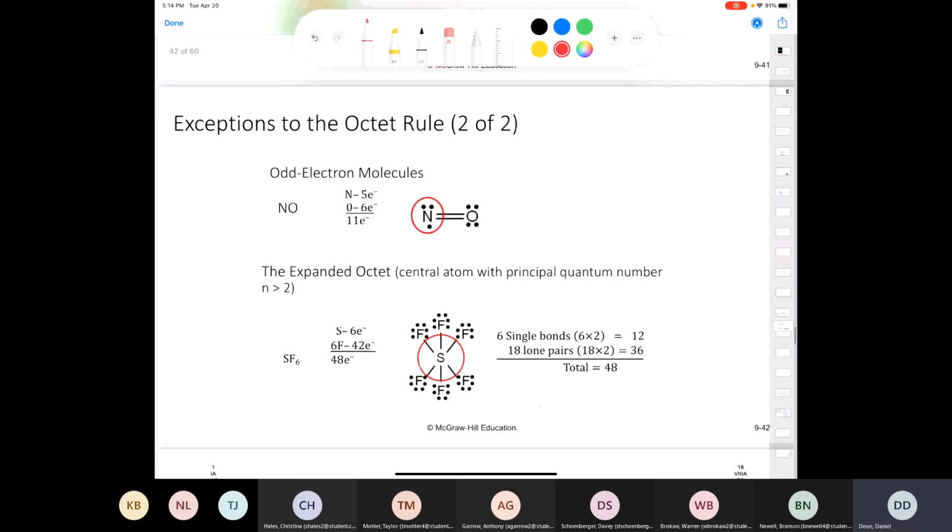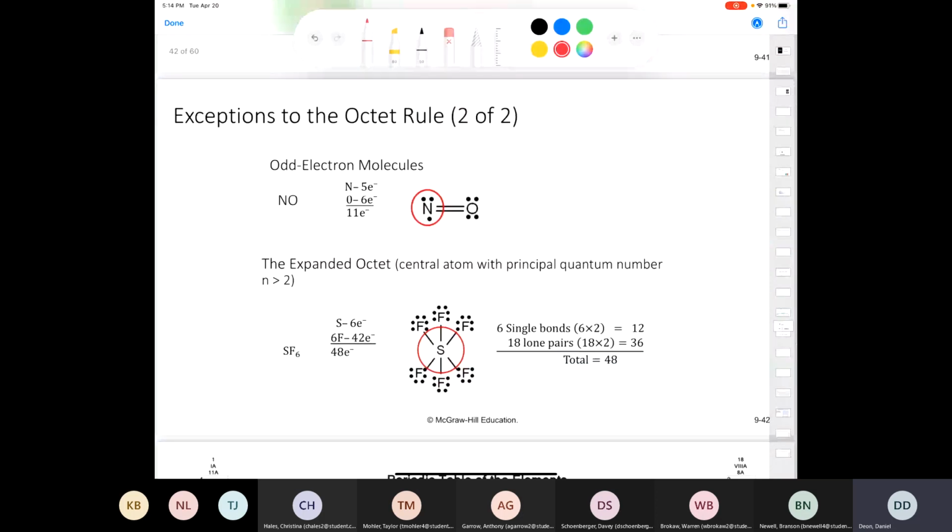Another interesting exception to the octet rule are odd electron molecules. Odd electron molecules result in what are called radicals. So radicals are molecules that possess unpaired electrons, like this one here in NO, nitrogen monoxide, and those are highly reactive. So we'll put here radicals. Radicals are highly reactive.